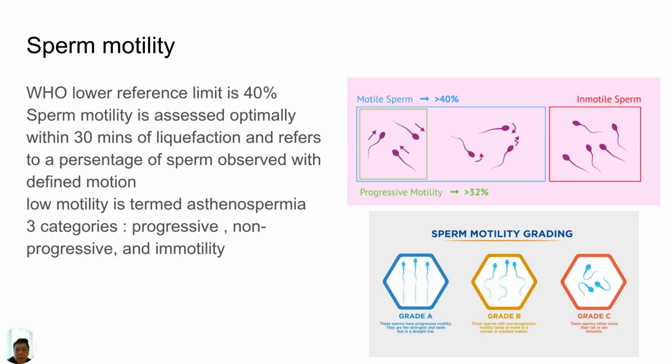So for the sperm motility, the lower reference limit is 40%. Sperm motility is assessed optimally within 30 minutes of liquefaction and refers to the percentage of sperm observed with defined motion. Progressive motility should be more than 32%, and sperm which don't move are immotile sperm. Low motility is termed asthenospermia. It has three categories: grade A means progressive, grade B means non-progressive, and grade C means immotility.